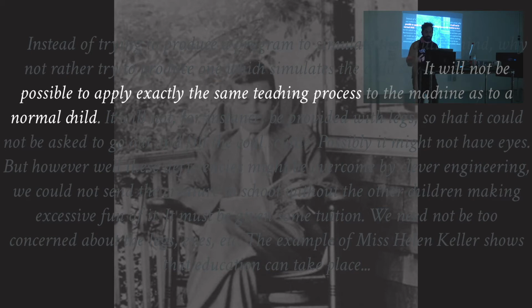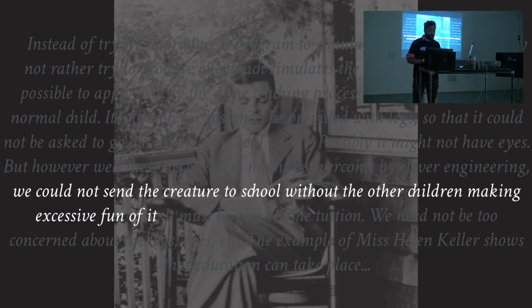"It will not be possible to apply exactly the same teaching process to the machine as to a normal child, of course, because it wouldn't be a normal child." So he was afraid that the AI child would be victimized for its otherness. He was imagining that machine child going to play with other humans and being made fun of and victimized because that machine is not like them.